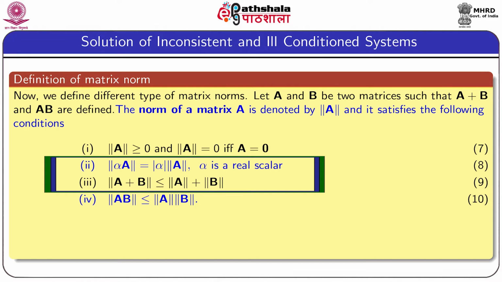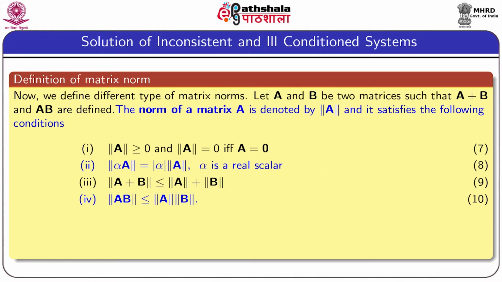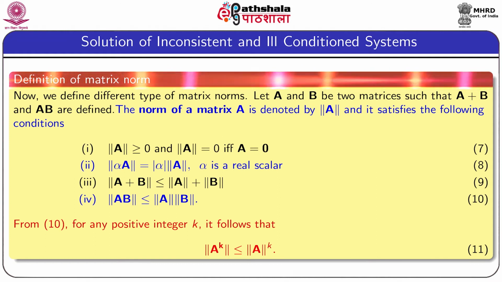The third condition is the triangle inequality, that means the norm of A plus B is less than or equal to the norm of A plus the norm of B. The fourth condition is the norm of A into B is less than or equal to the norm of A into the norm of B. And it is obvious that for any positive integer k, from equation 10 we can write the norm of A to the power k is less than or equal to the norm of A to the power k.